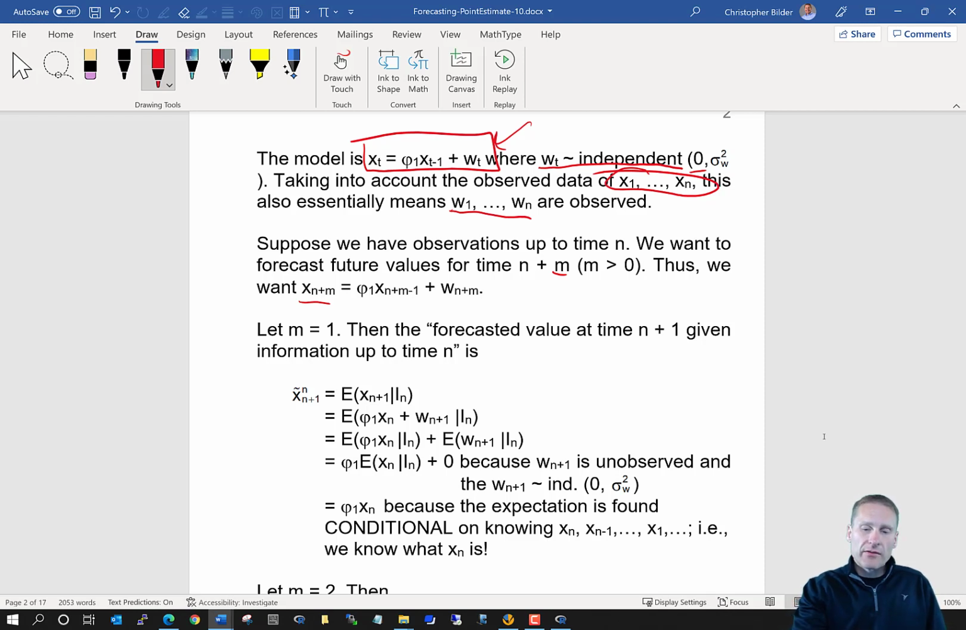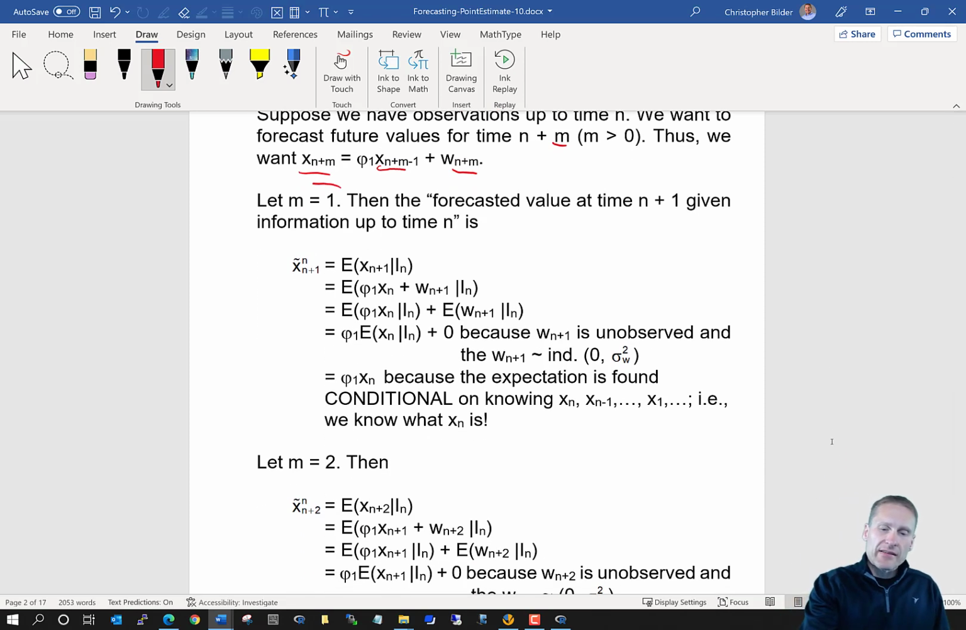Well, in terms of our model, this is what it will look like. Wherever you see a t, you put an n plus m. And let's now look at just one time period into the future to see what that forecasted value would be. So m is going to be equal to 1. So in terms of our notation, this is what the forecast looks like. In other words, just the expected value of x sub n plus 1 given I sub n. In case I didn't say this, I stands for information. That's why I chose that letter.